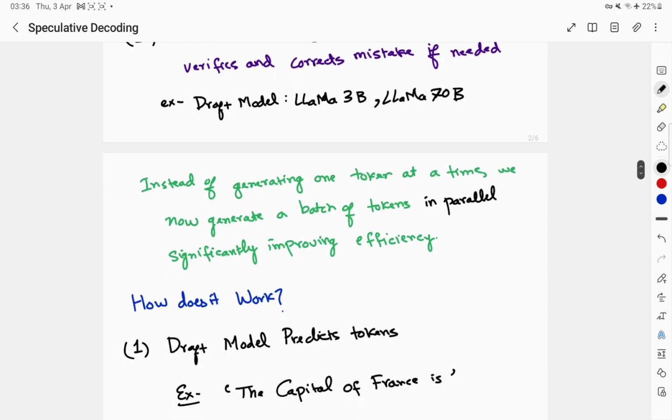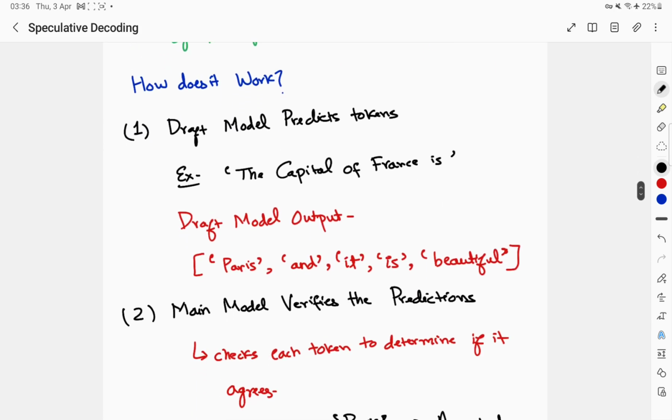So instead of generating one token at a time, we now generate a batch of tokens in parallel, which is significantly improving the efficiency. The draft model will generate multiple tokens in parallel, making the predictions really quick. And then the main model would verify these tokens, accepting the correct ones and regenerating the more complex or incorrect ones as needed. This allows easy to predict tokens to be processed faster while ensuring the overall accuracy. So we are now generating a batch of tokens in parallel, and that is helping a lot.